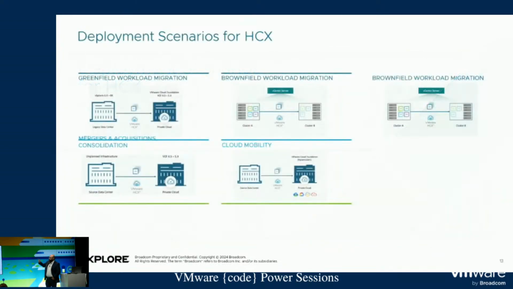Deployment scenarios. Greenfield: source, destination. Consolidation: now you can go directly to VCF. So you can create your multiple workload domains, take your traditional vSphere environment and go directly to a workload domain. Or now you can do brownfield, workload domain to workload domain, or cluster to cluster. Or you can also do any kind of cloud mobility. For example, if you are in AWS and want to get out of AWS, I can use HCX to move that data over there too.